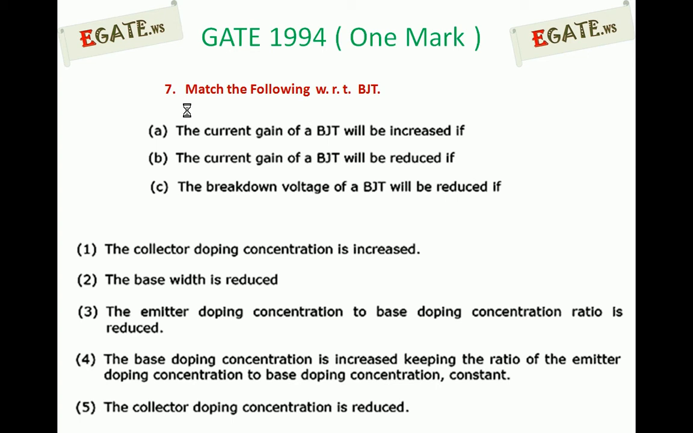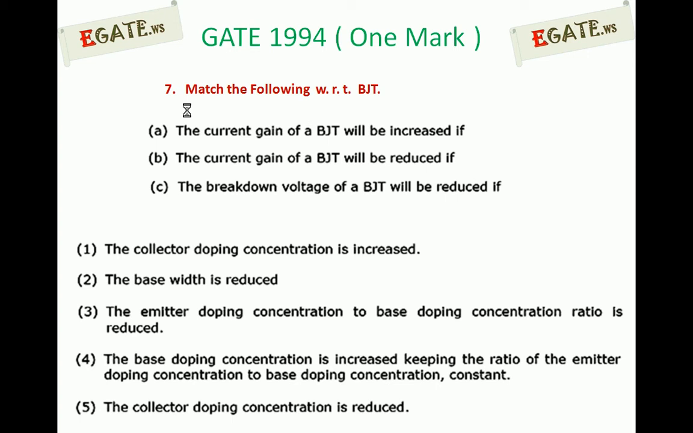Options on the right hand side. 1. If the collector doping concentration is increased. 2. If the base width is reduced. 3. If the emitter doping concentration to base doping concentration ratio is reduced. 4. The base doping concentration is increased, keeping the ratio of the emitter doping concentration to base doping concentration constant. 5. The collector doping concentration is reduced.